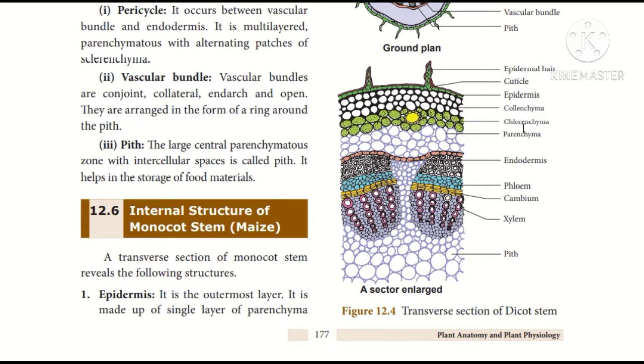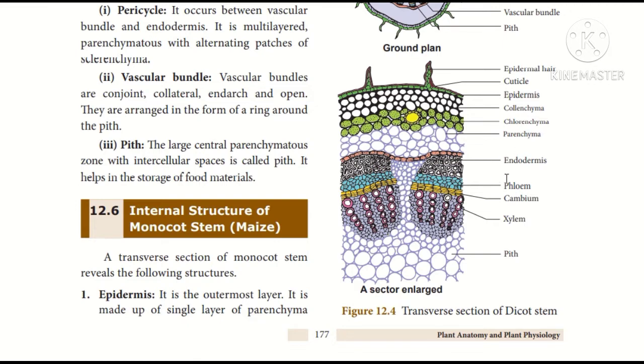And the third layer will be the inner cortex region. The inner cortex region is made up of parenchymatous cells, and the main important function is for gaseous exchange and also for the storage of the food material. That is the important function of the inner cortex, which is made up of parenchymatous cells.